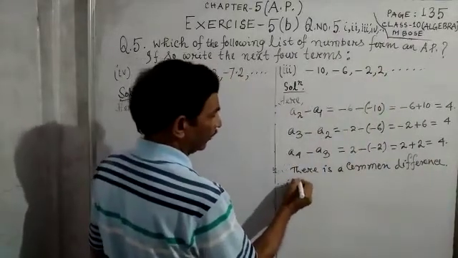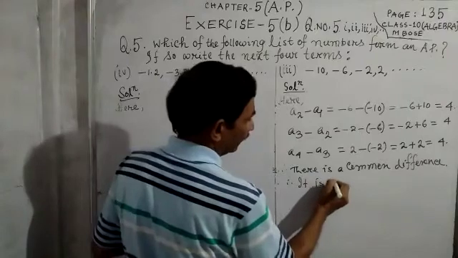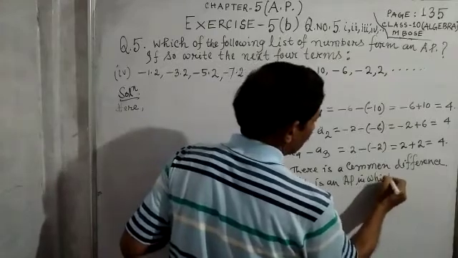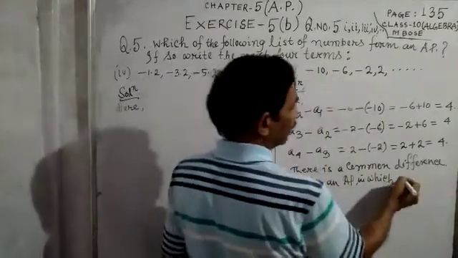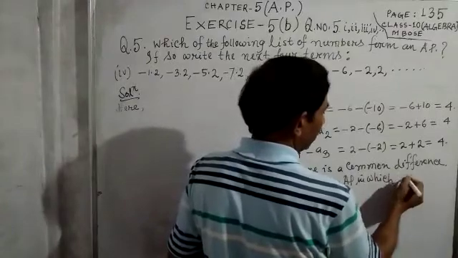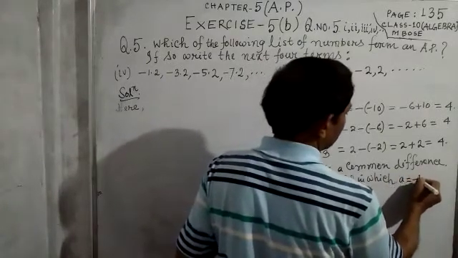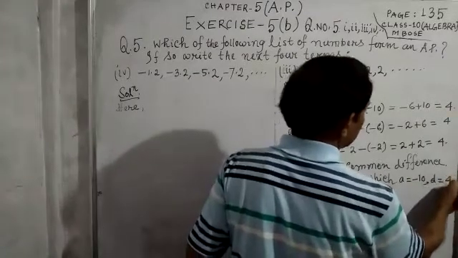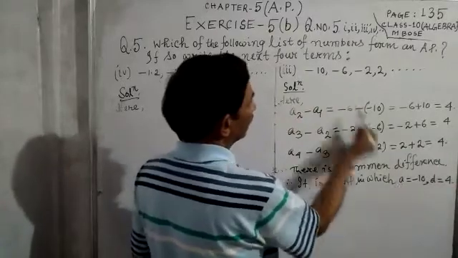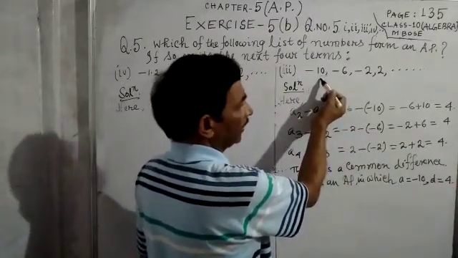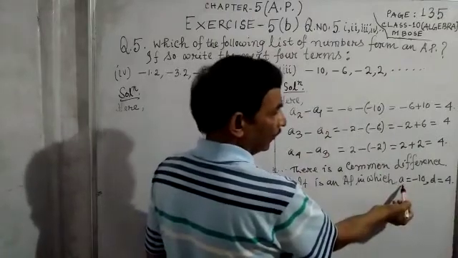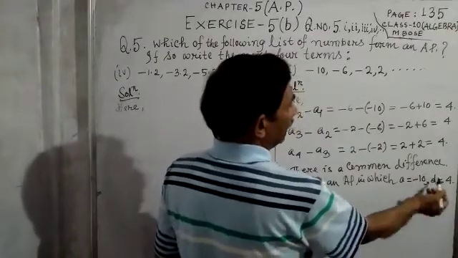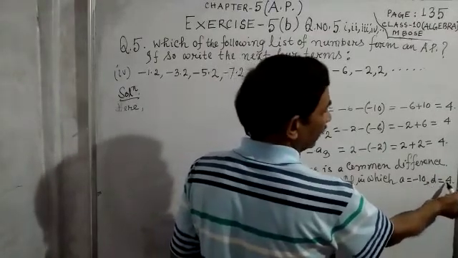So we can write, therefore it is an AP in which the first term is minus 10. We can say in which A is equal to minus 10 and D is equal to 4. The first term can be shown by the letter A1 as well as by A. When I say A, it is the first term only. So first term A is minus 10 and common difference D is 4.